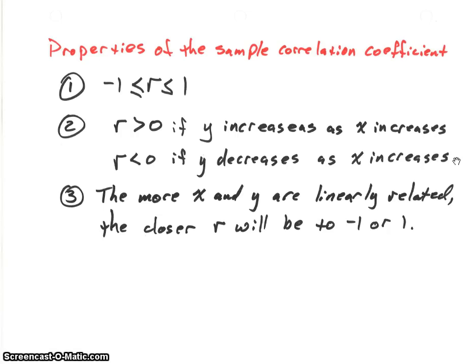The slope itself doesn't really determine the actual value of the correlation coefficient. However, whether the slope is positive or negative does determine whether the correlation coefficient will be positive or negative. The third property says that the more x and y are linearly related, the closer r will be to -1 or 1. As we'll see in an example, if they are exactly linearly related, then the correlation will be equal to 1 or -1. If it's linearly related and has a positive slope, it'll be 1. And if it's linearly related and has a negative slope, it will be -1.